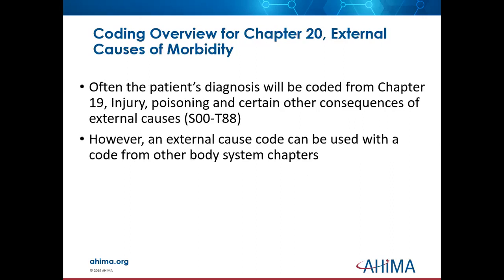Sometimes a patient's diagnosis will be coded from Chapter 19, injury, poisoning, and other consequences of external causes, such as suicides, what have you. External cause codes can be used with a code from another chapter. So if we have a poisoning, we don't need to cover an external cause because it's already embedded in that poisoning code.